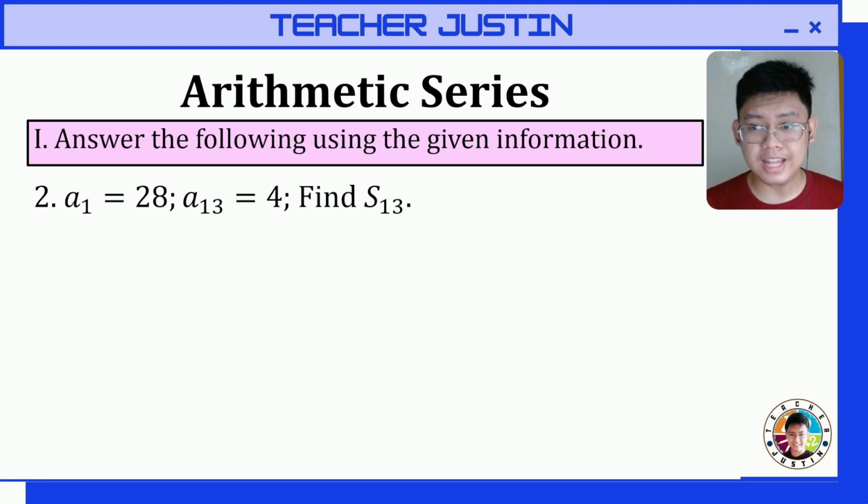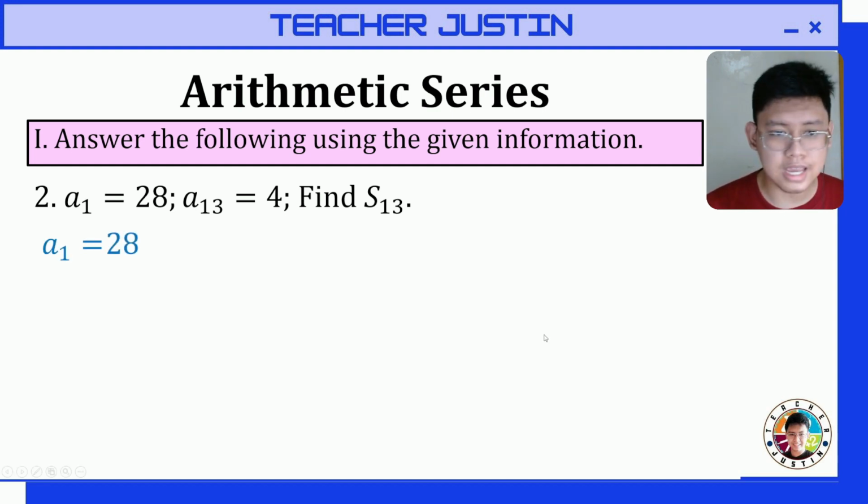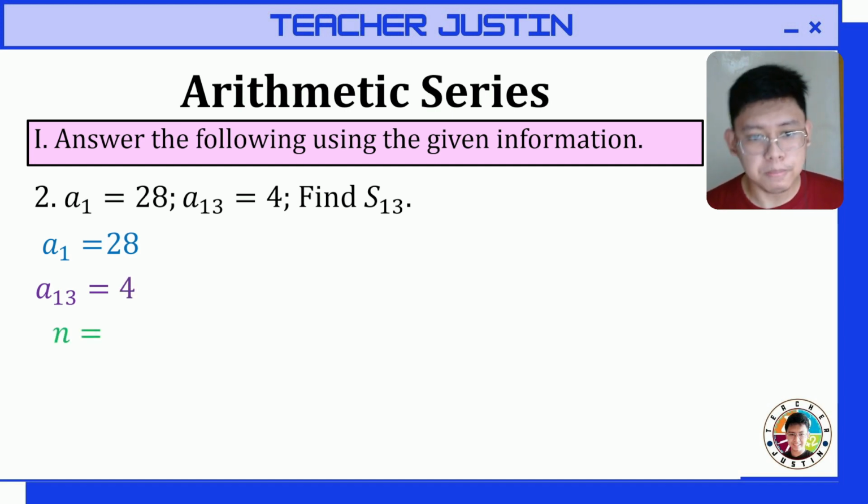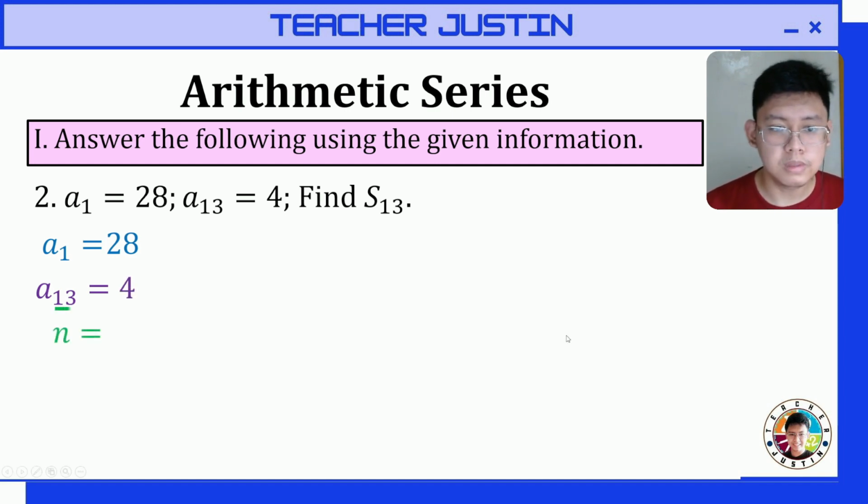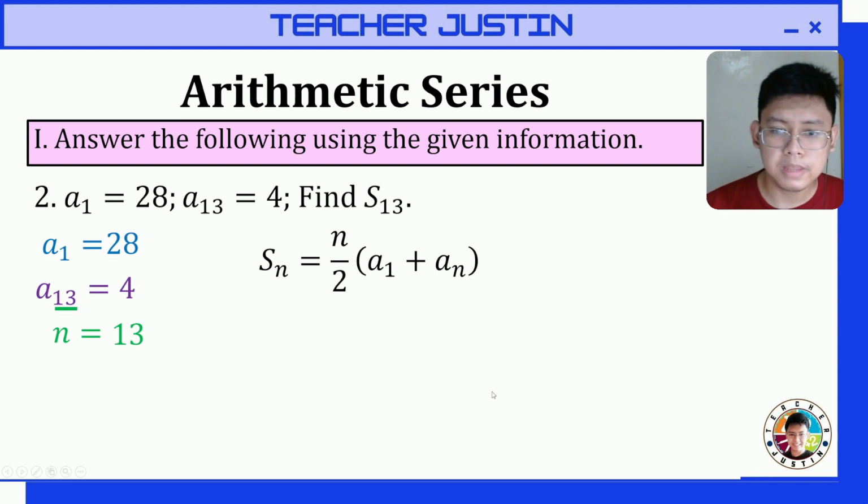Alright, let's find the sum of the first 13 terms of this arithmetic sequence. So, para makuha natin yung sum ng ating arithmetic series, we have to identify our given. So, ang given natin is the first term, which is 28, our 13th term, which is 4, and the number of terms is equal to 13. So, since we're given the first term and the last term, the formula that we're going to use will be S sub n is equal to n over 2 times the quantity a sub 1 plus a sub n.